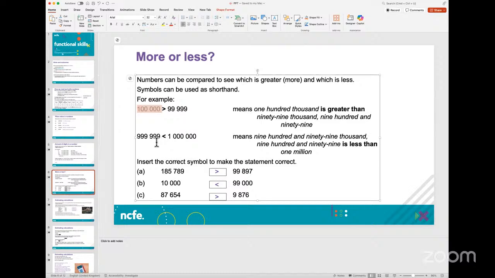But if I have to compare and say, okay, is 1 million greater or 999,000 greater than 1 million? You would say no, this number is lesser than 1 million. The other way of saying this would be 1 million is greater than 999,000. But you could also say 999,000 is lesser than 1 million.